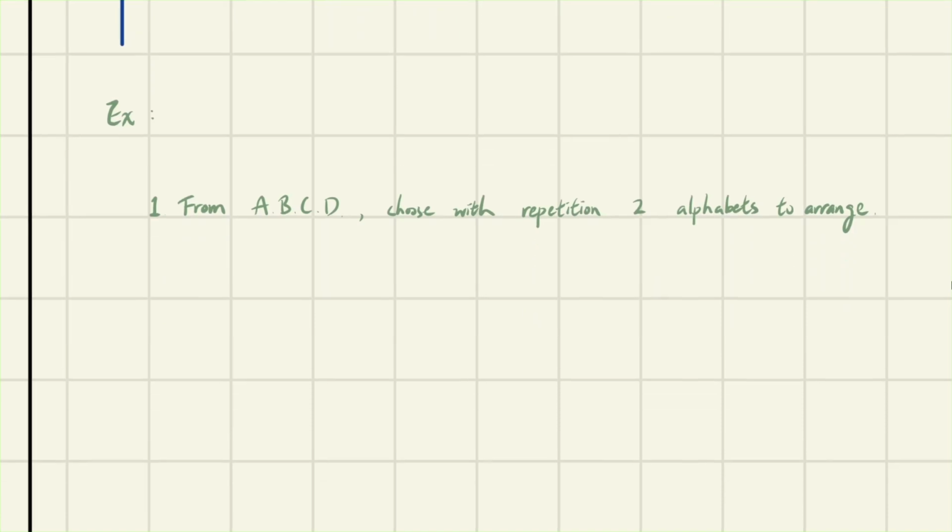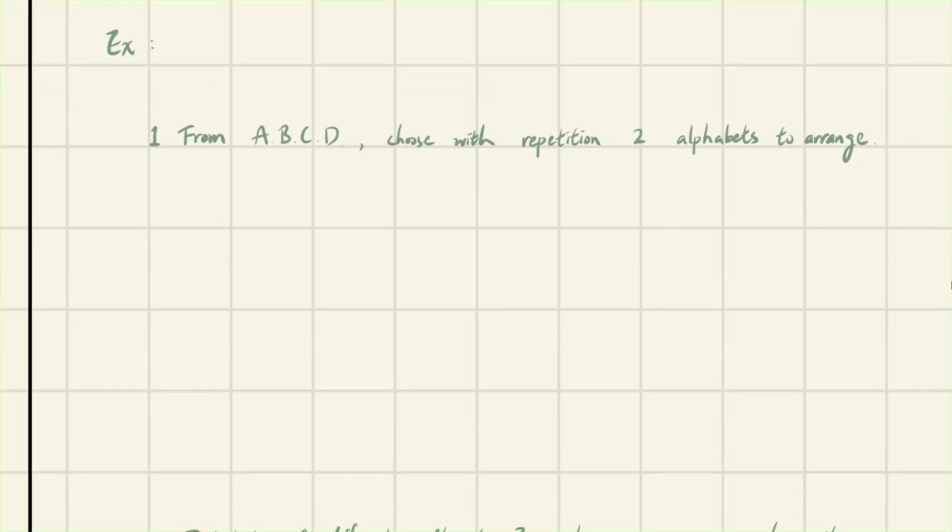The first one: from A, B, C, D, choose with repetition 2 alphabets to arrange. Two alphabets means that we have 2 blocks to fill in. With the first block, we can put any of 4 alphabets, A, B, C, D. Since it's with repetition, whichever alphabet I put in the first one, I can still put it in the second one. So I still have 4 options. So it's 4 times 4 equals 16 arrangements. We can also write it as 4 to the power of 2.